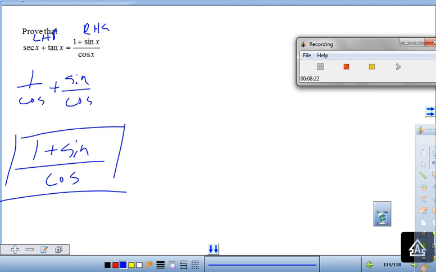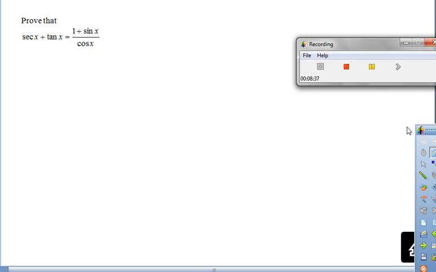So you're just manipulating one side or the other or both to a third identity in order to show that they are equal.